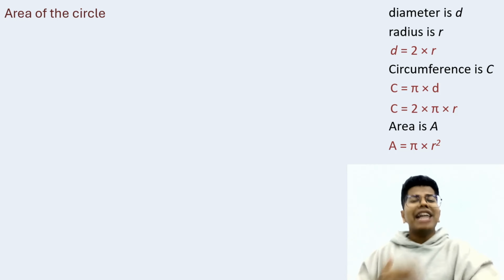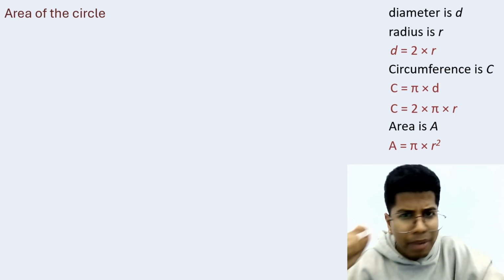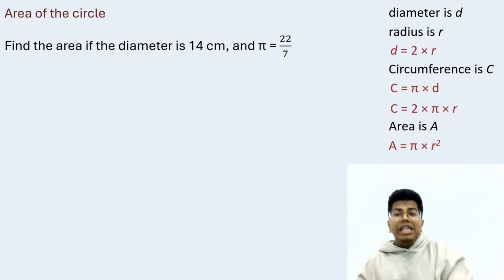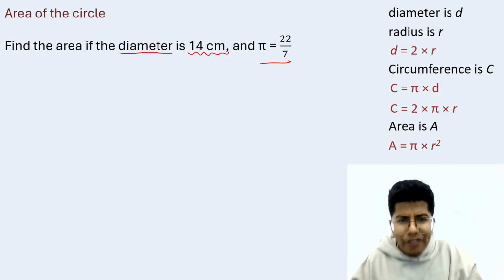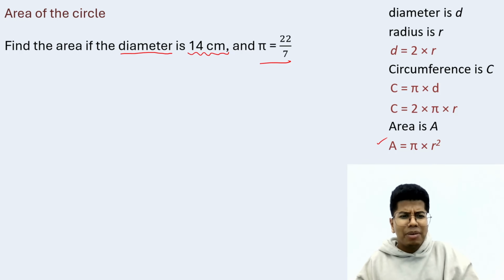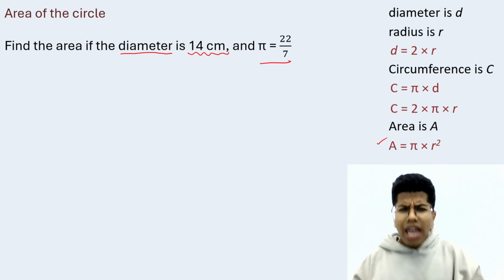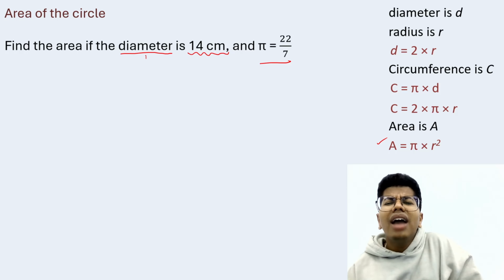So let's try to see what is the relation between area and radius using some example question. So here, let's say I have this example. Find the area if the diameter is given to us, that is 14, and the value of pi is given. So if I see the formula for area, area is pi times r square. The relation of area is with radius. It's not with the diameter.